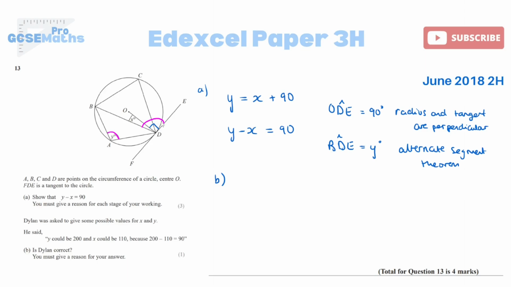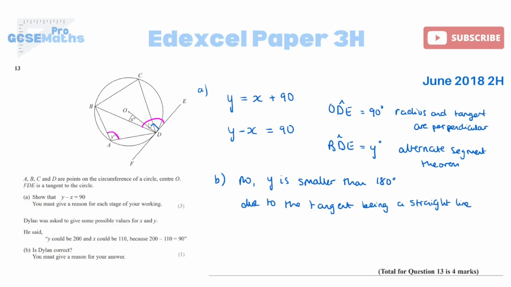y represents this part here, the pink bit, doesn't it? And we've also got a tangent. Now, a tangent is a straight line. Technically, if I get a different colour, all of this can't be more than 180, can it? Because that's a straight line. So how can this smaller part be more than 180? It can't be, can it? So I would say, well, no. Dylan is not correct.